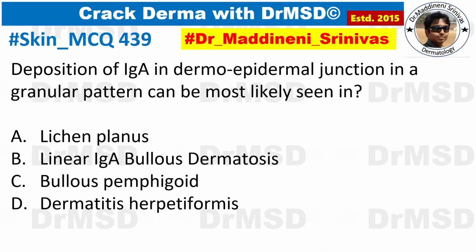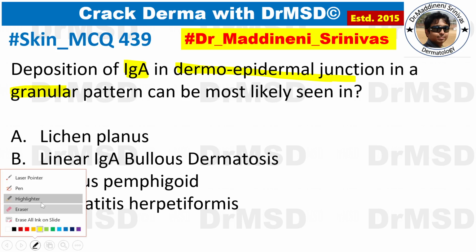So in this video we are going to quickly revise some of the DIF findings of the vesicular disorders, and this is the question: deposition of IgA in the dermoepidermal junction, that is basement membrane zone, in a granular pattern. And if you have marked the answer as dermatitis herpetiformis, very good, you have answered it right.